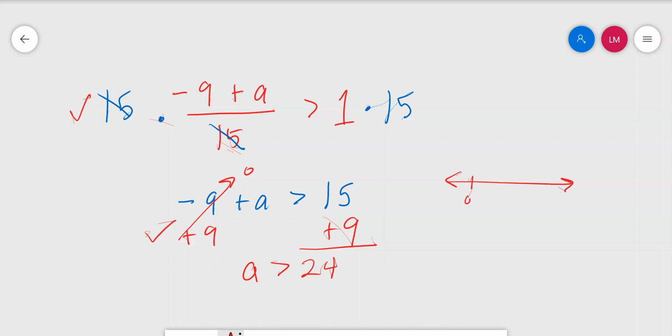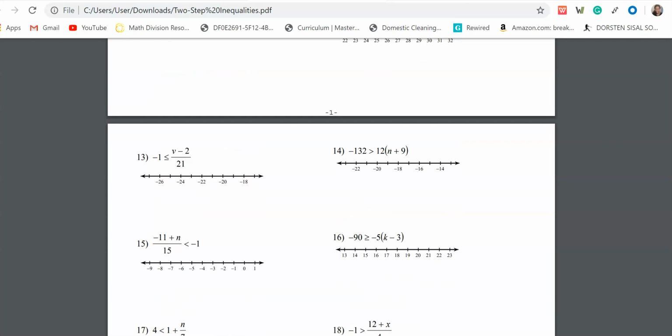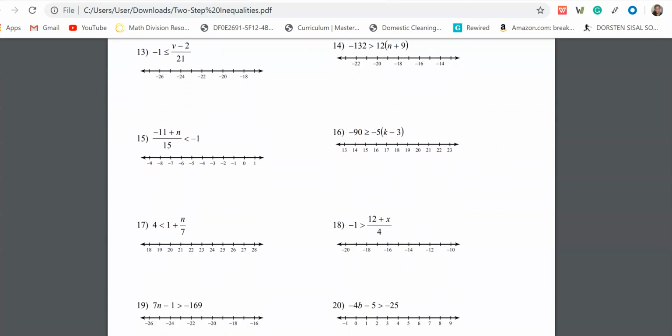So if we have 0, let's say way over here, there starts the squiggly stuff. 24, a is greater than. So we got a parenthesis, shade everything greater. And there's the graph. Okay, let's do another one. Let's do number 20.